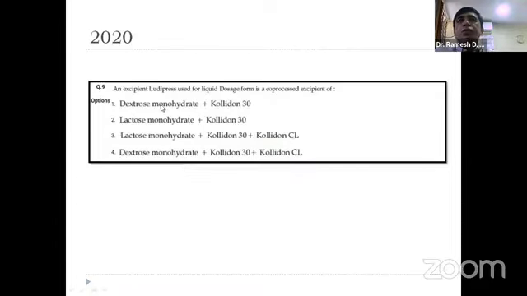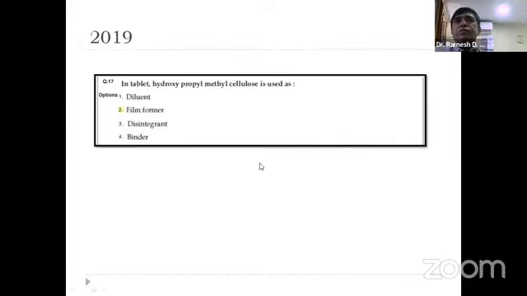In 2022, this is a question. An excipient Ludipress is used for the liquid dosage form, and it is composed of, actually it is used for solid dosage form as well, and that's why I have included it here. It contains dextrose monohydrate plus collidone, lactose plus collidone, lactose plus collidone 30 plus collidone CL, and dextrose plus collidone 30 plus collidone CL. These are four options. In 2019, in tablet, HPMC is used as.